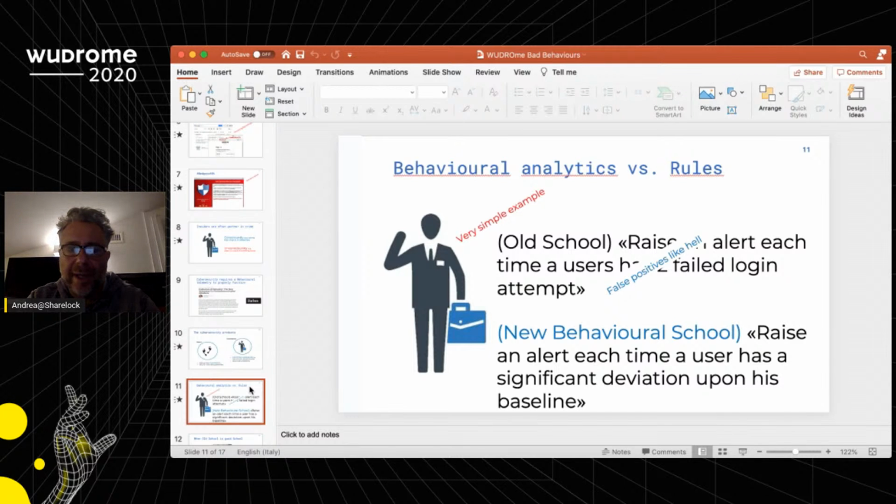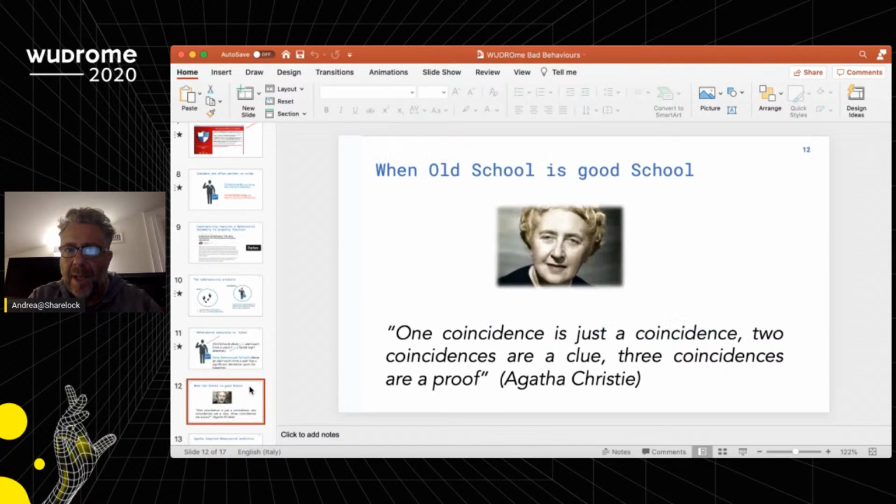Because Carlo is very login savvy, and if he fails 1 login per month, that's even too much. I usually fail it twice every week or every day. So my baseline is significantly different compared to his. So that's why behavior analytics is reshaping security with a very simple goal: to create fewer false positives.